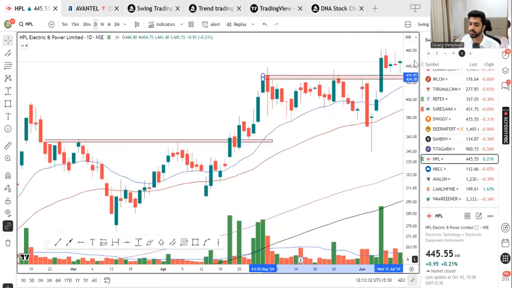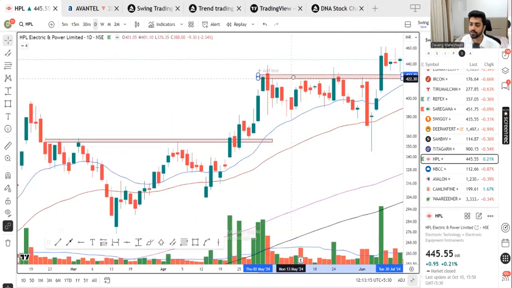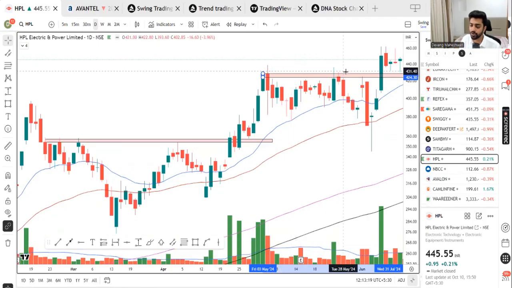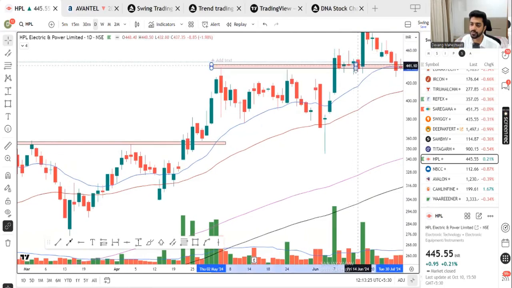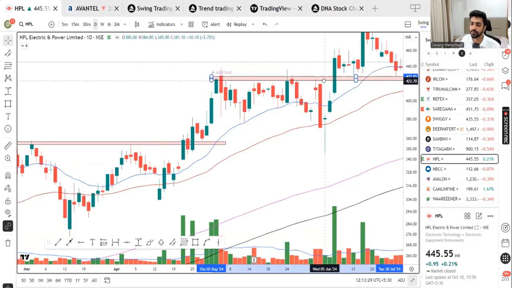Now how to draw these supply zones? Just put it where you can get the majority of candles. That's it. It doesn't necessarily need to be this high wick itself. Majority candles. Here you can put it like this, touching the majority of candles. Like 1, 2, here very near, here rejection, here rejection, here rejection. So that's where you make it.